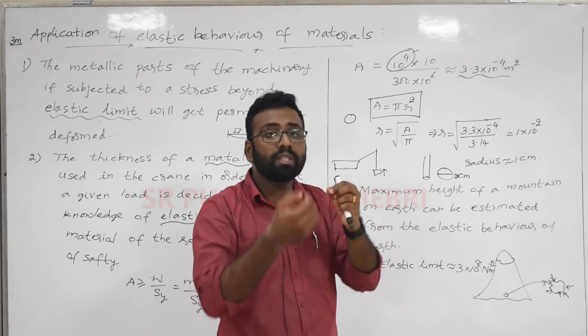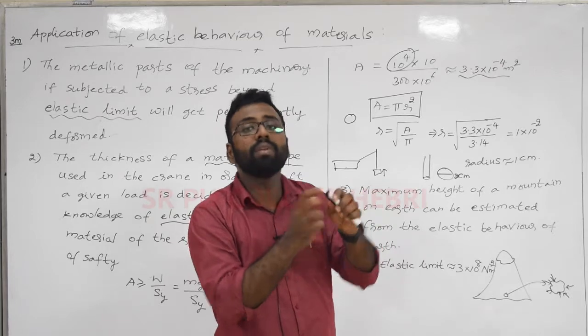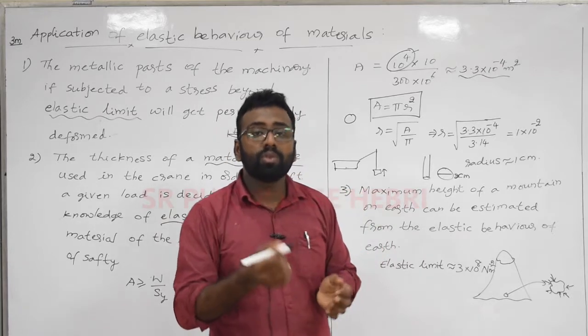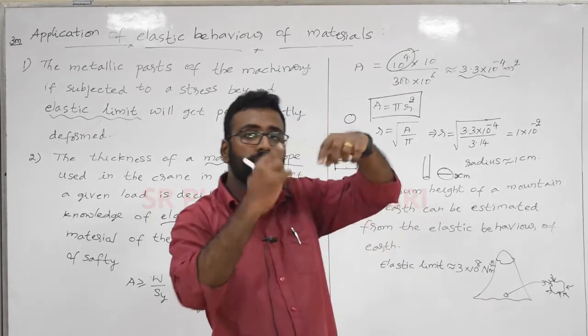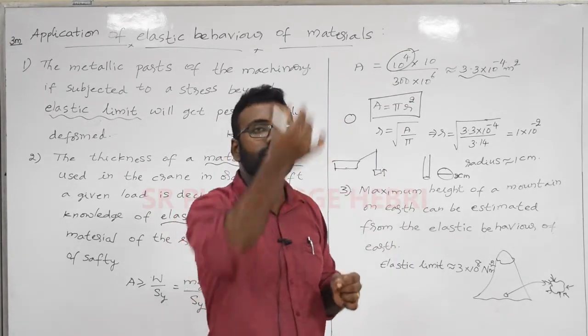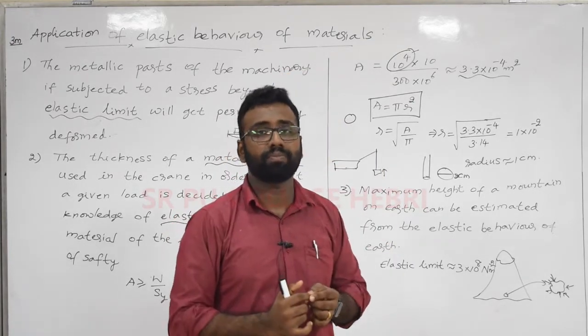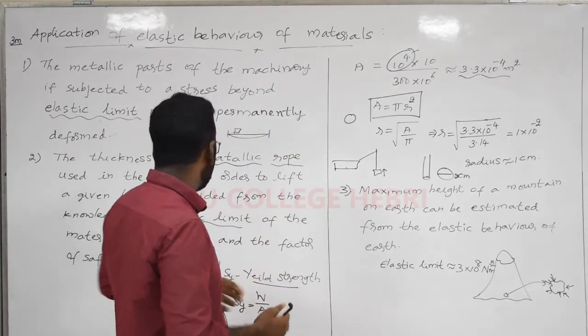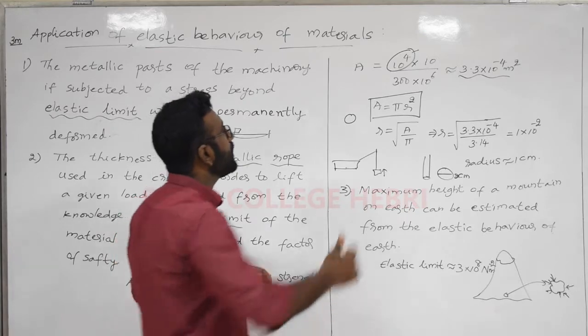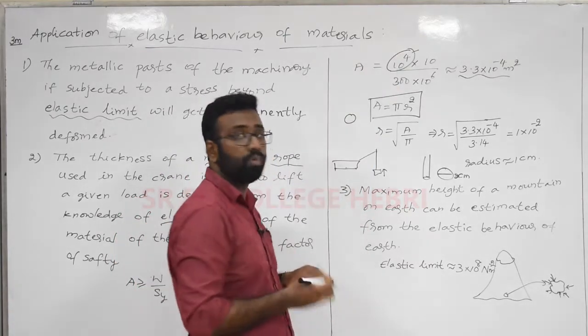Okay, so many wires will be used to produce same thickness. So if you observe the rope of the crane, you can see that so many wires will be wound to get a metallic wire. So that is in the case of crane, where we need to know the value of elastic limit so that we can lift different weights.